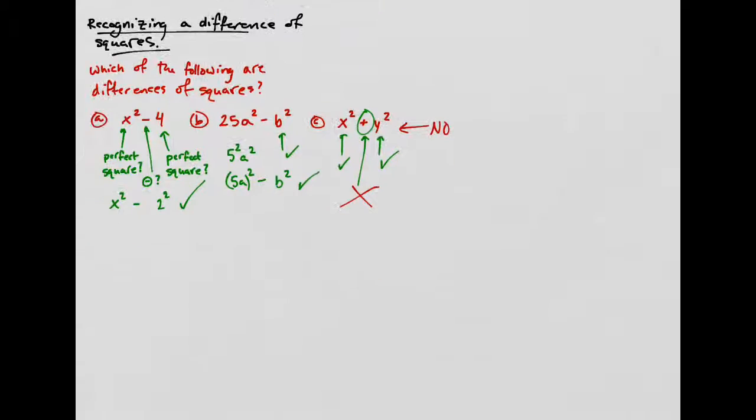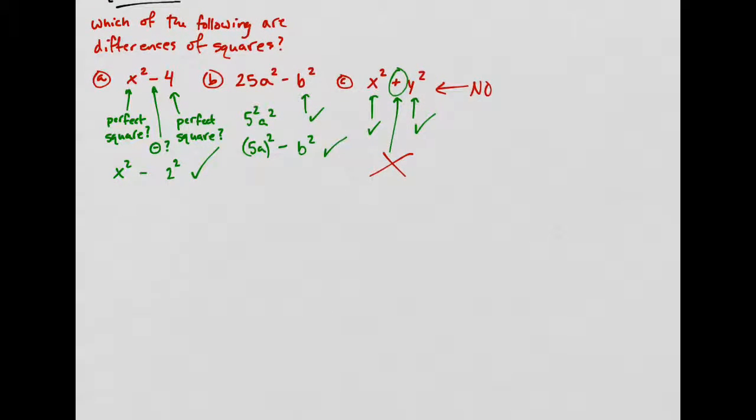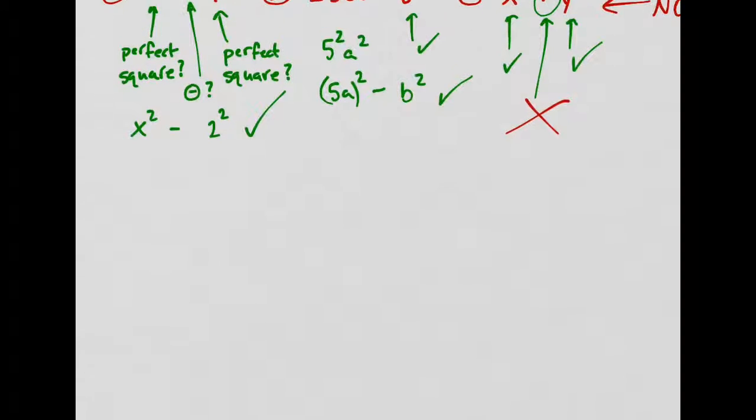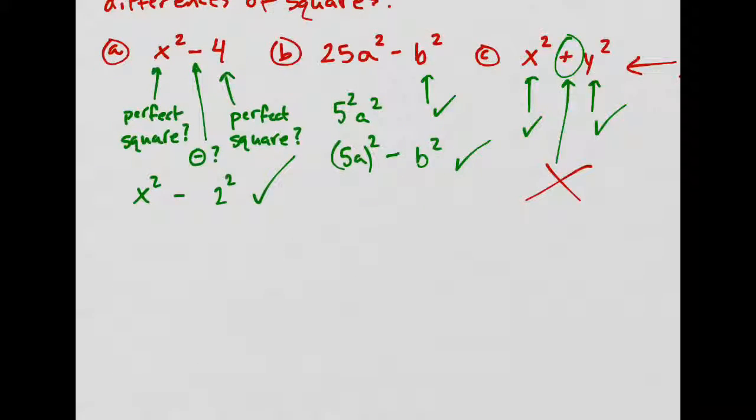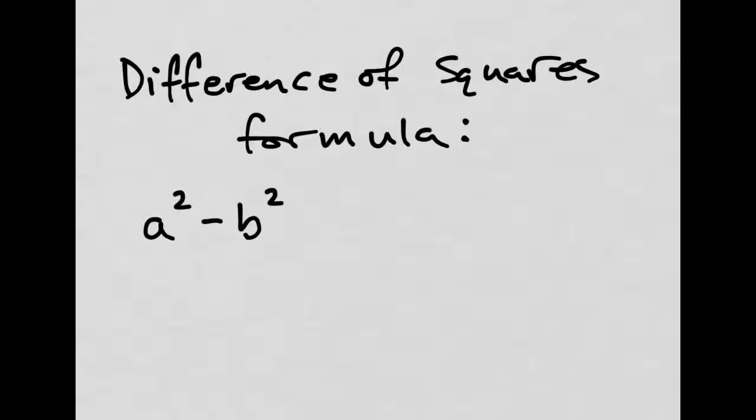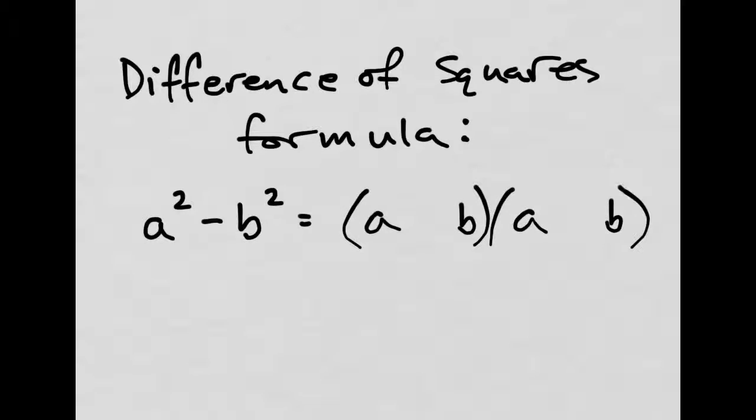Now we're going to look at how to factor them. So these are the actual problems that we would have. Let me give you the difference of squares formula, and then we'll go from there. So if you have a squared minus b squared, so perfect square, subtraction, then you can rewrite this as a plus b times a minus b. That's all you have to do. That's it.